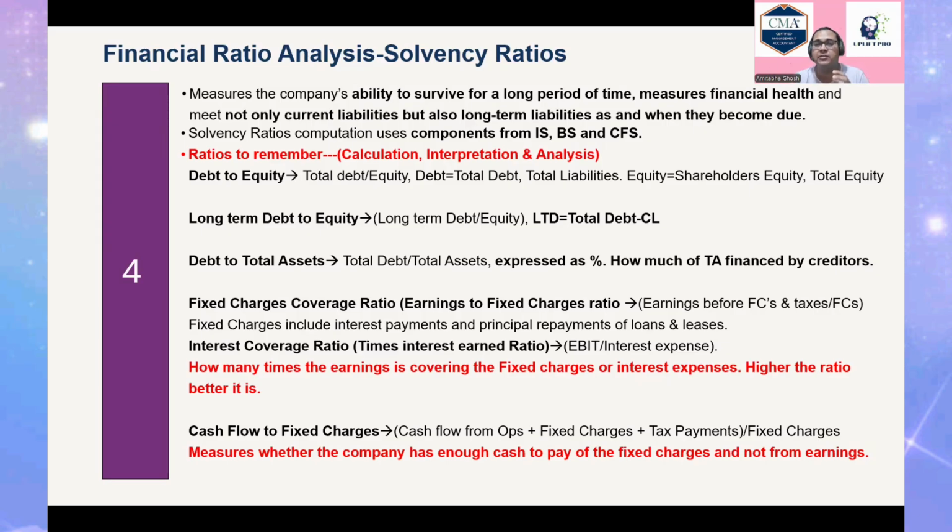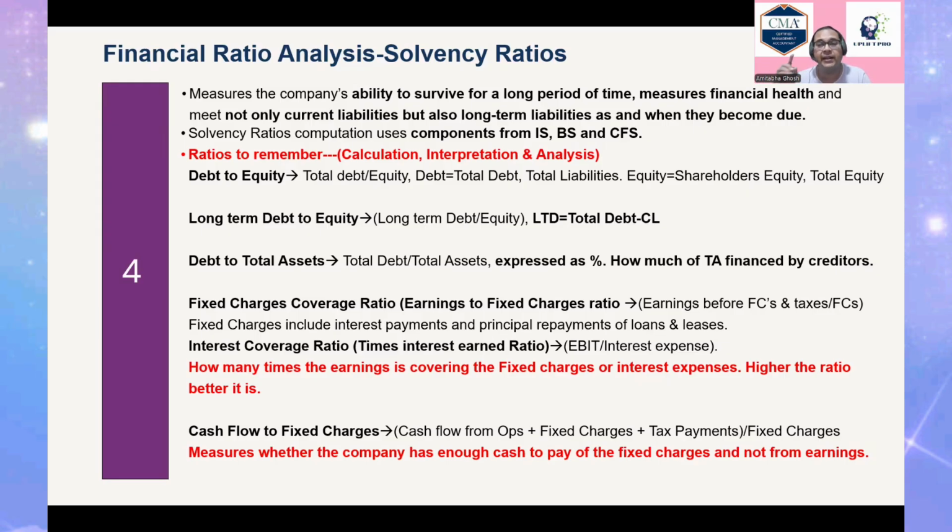Solvency ratio computation uses components from the income statement, balance sheet, and cash flow statement. What does it mean? The numerator and denominator can have components from each of these financial statements. Ratios to remember, again, three aspects: calculation, interpretation, analysis. What are the different types of solvency ratios? Debt to equity. That is, what portion of our company's finance is represented by debt vis-a-vis the equity. So total debt by equity. And debt here means total debt, total liabilities, and equity is my shareholders' equity or total equity.